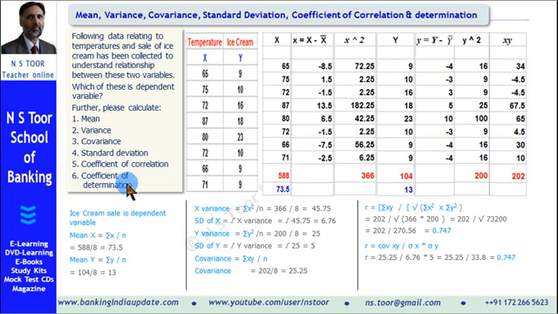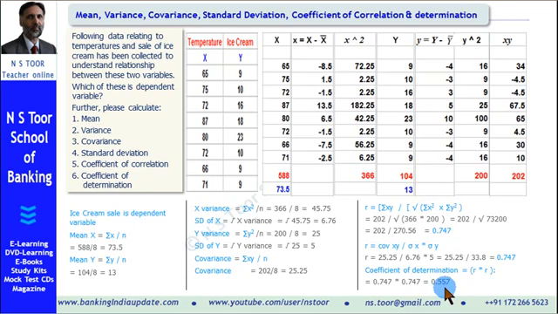And finally, coefficient of determination. So coefficient of determination is nothing but square of R. R into R, that is square of R. So we calculate the value 0.747 multiplied by the same figure, we get 0.557.